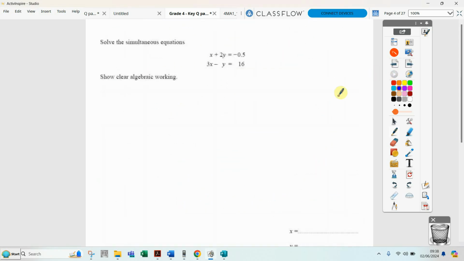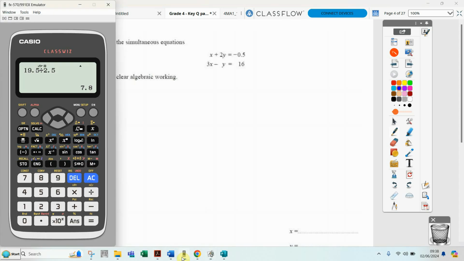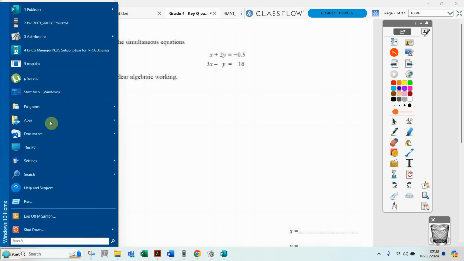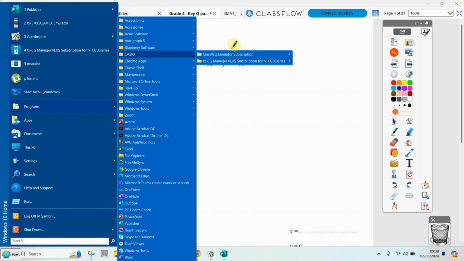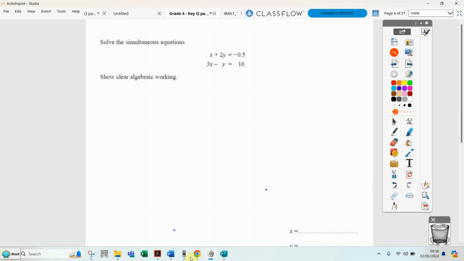Next, okay, simultaneous equations. Right, we need the silver calculator for this. I don't think I have the silver calculator on this PC. Just check. No, I haven't got it on this PC, but I will show you because it's similar on my black calculator. First of all, we need to get the equations ready. So remember, there's a secret 1 there.